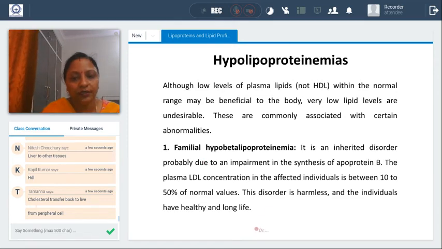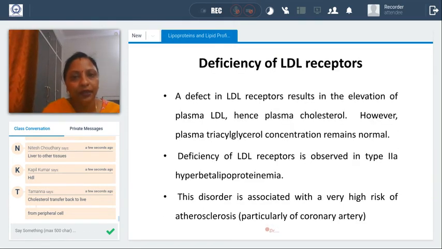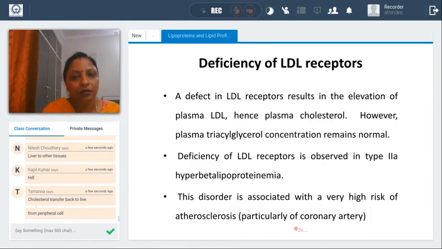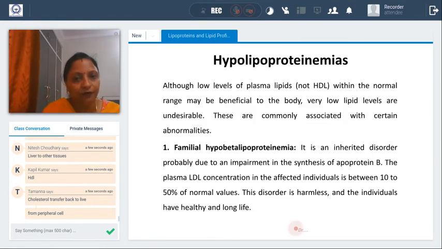So these are hyperlipoproteinemias, primary and secondary. Type 1, type 2A, type 2B, type 3, type 4, type 5. This is hypolipoproteinemia, although low levels of plasma lipids within the normal range may be beneficial to the body. Very low lipid levels are undesirable. These are commonly associated with certain abnormalities.